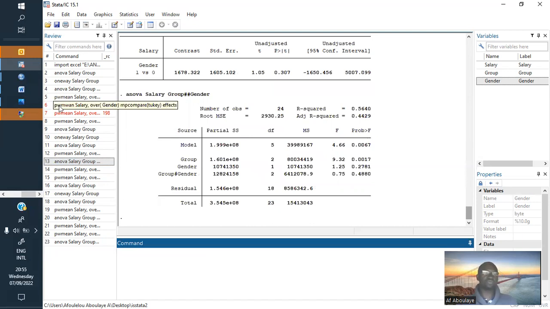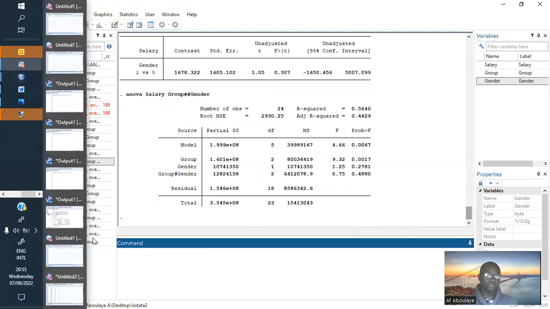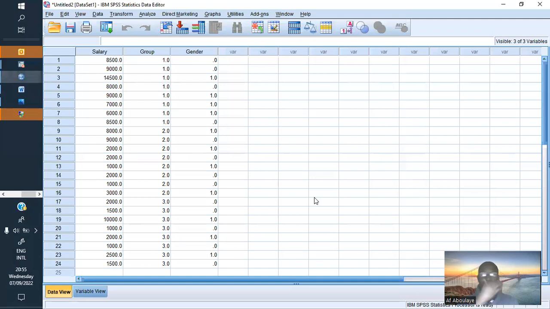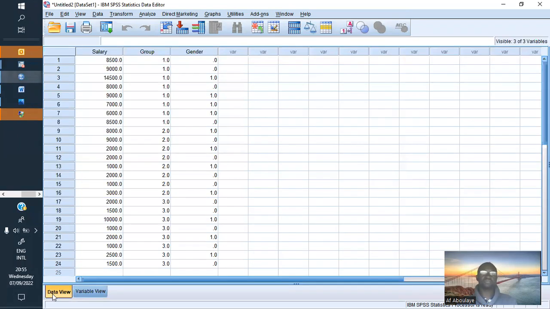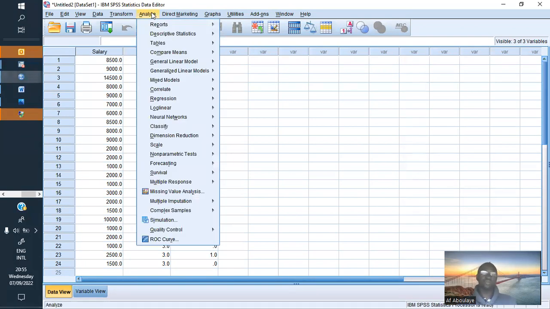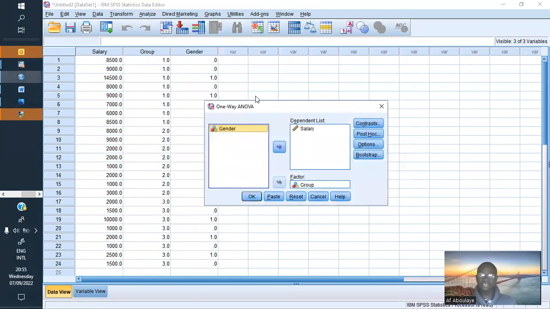We can now proceed with SPSS and see what is happening here. I'm here in SPSS. You can see how the data look. Okay, we have salary, group, gender, and so on. And can you see the structure? Nominal, quantitative, scale. Then we can do something around here. When we want to do ANOVA in SPSS, since we are comparing means, we can come here, compare means, and one-way ANOVA.